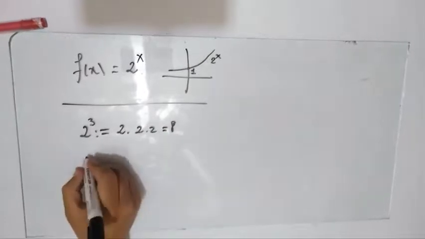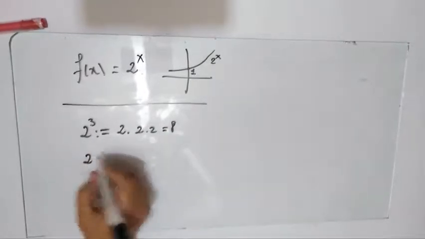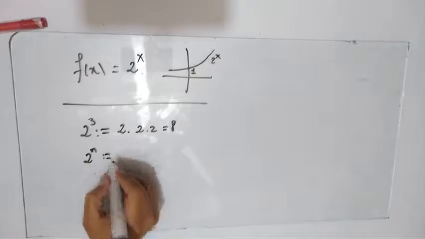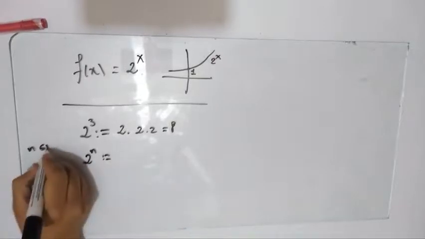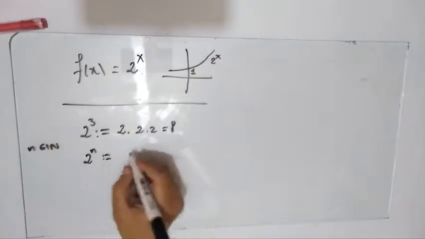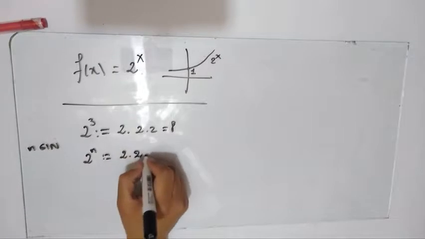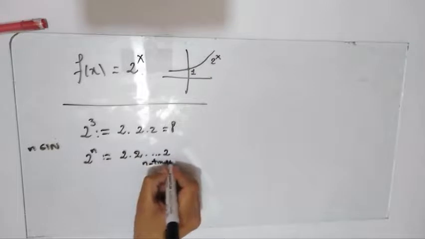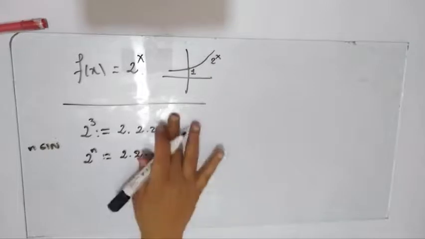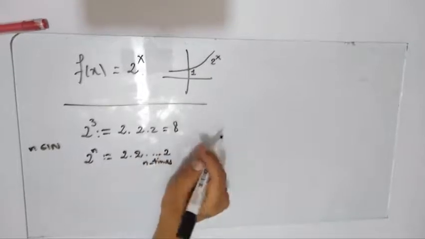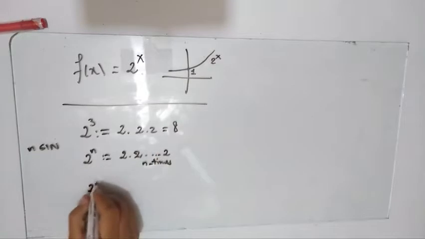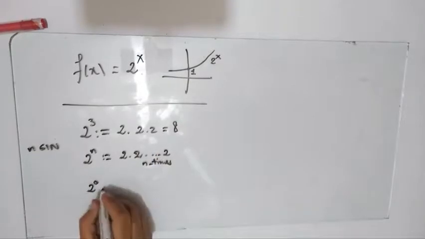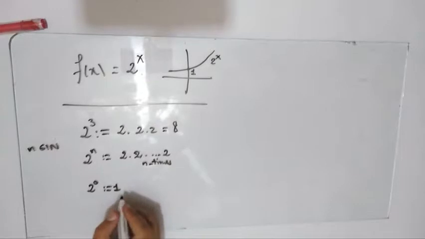And what do we mean by 2 to the power n, such that n is a natural number? So 2 to the power n is 2 times 2 times 2, n times. So what about 2 to the power 0? 2 to the power 0 is by definition 1, but why?